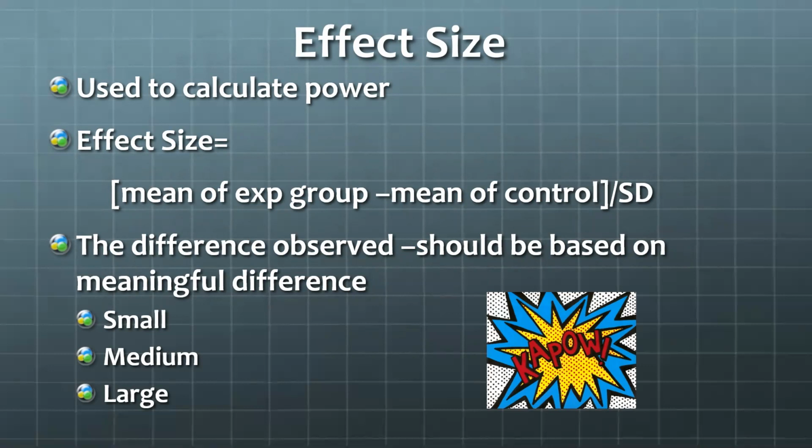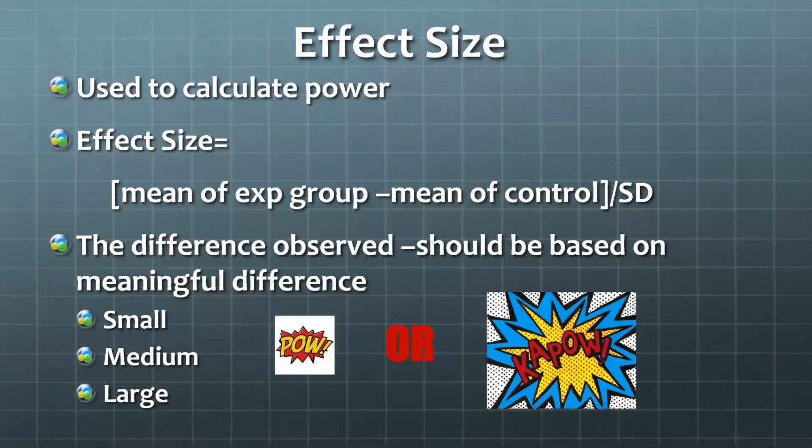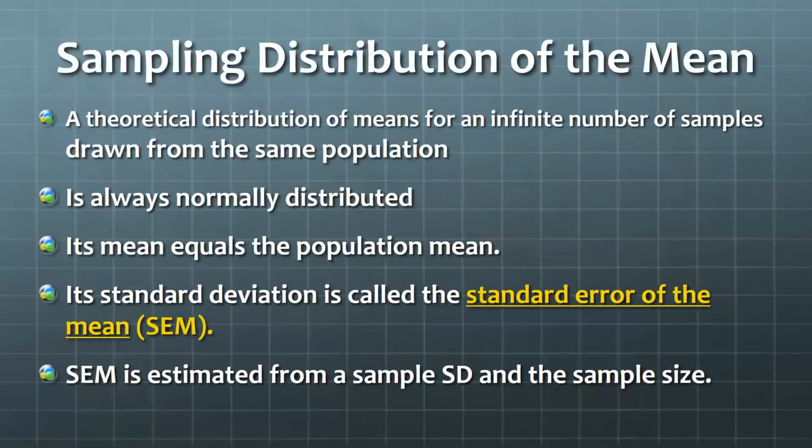So this is the mathematical equation for effect size. You're not responsible for knowing that, but it's the experimental group minus the control, over the standard deviation. So the difference observed should be a meaningful difference, and to be meaningful, it might be small or it might be a large effect. And that should be something that when you read research, which is what we're focusing on here, you want to see the write-up of the report reporting on the effect size.